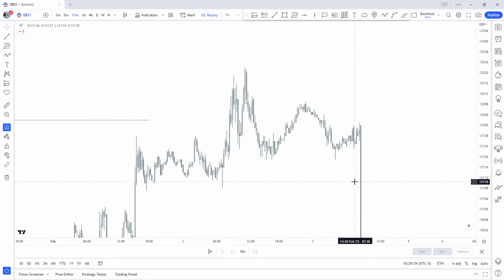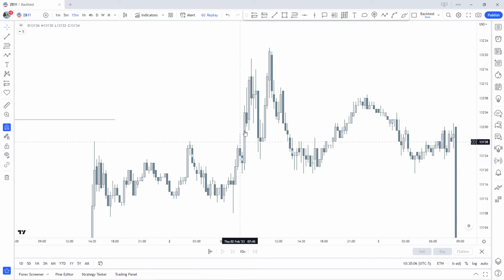Now, an important thing to confirm any premium or discount array, in this case premium array, this is the start of the premium array, the open of the premium array. If we want to confirm the premium array, in this case on the 15-minute, we want to see price displace back down underneath the open of the premium array. So what do I mean by that?